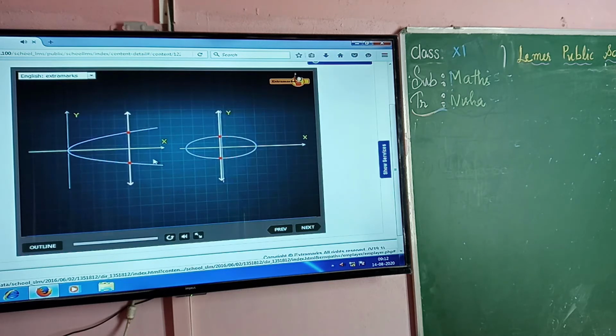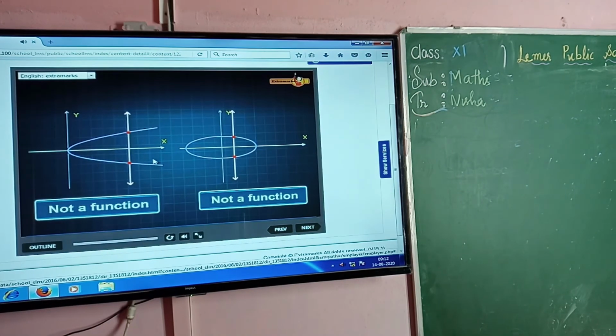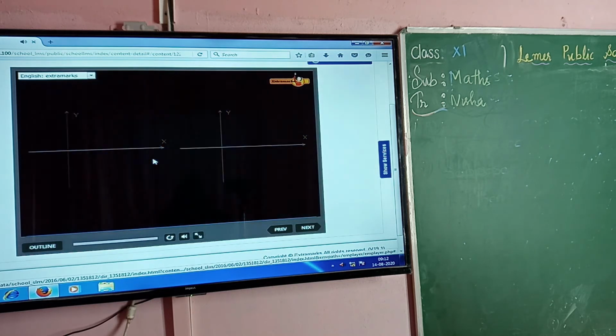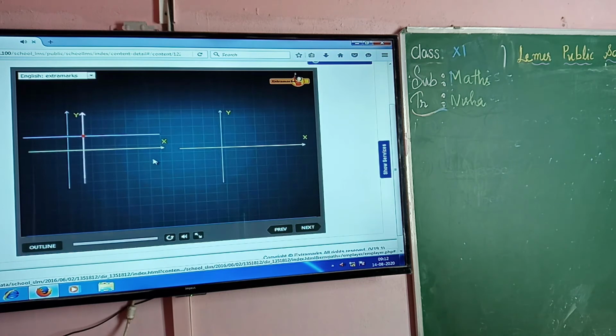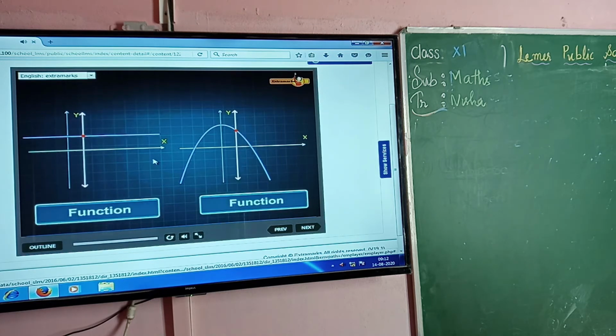Consider the graphs as shown. These graphs do not represent functions because the vertical line cuts the graph in more than one point. These graphs represent functions because the vertical line cuts the graphs in only one point.